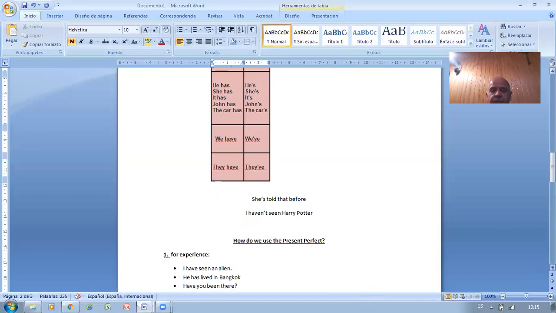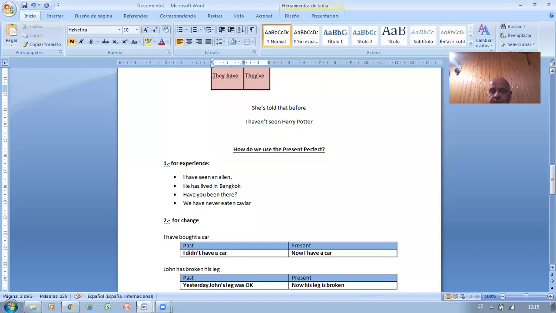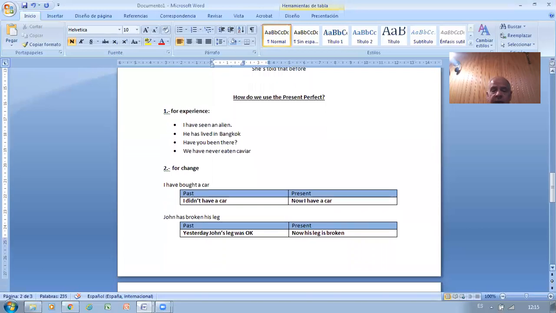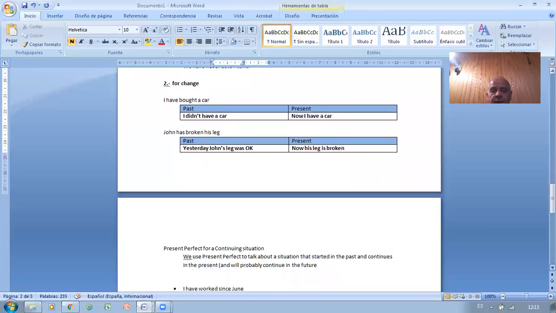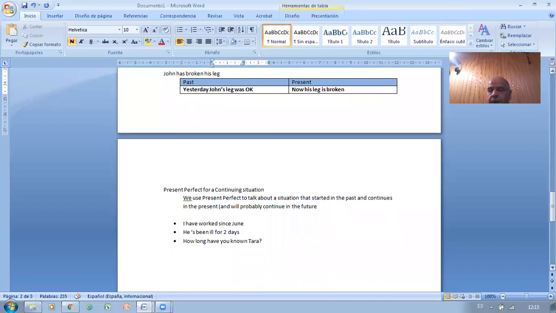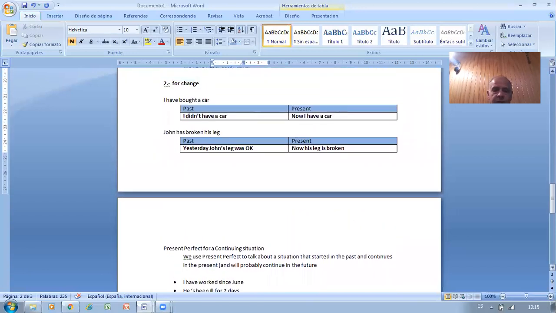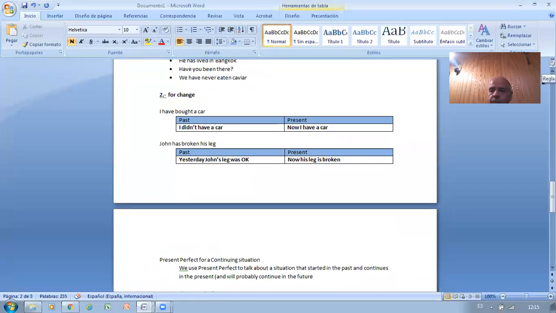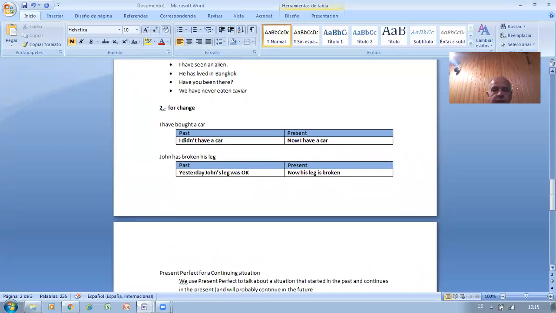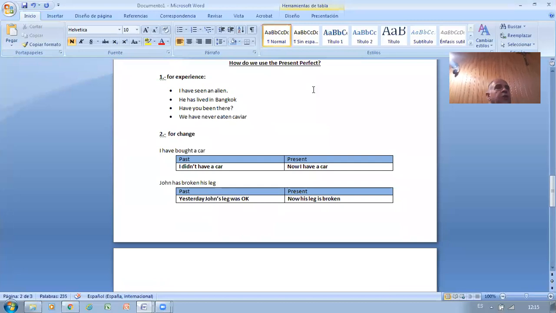Now, when to use the present perfect? I chose 3 ways in which we use the present perfect. There are more, but these are the most important. Number one, for experiences. When you want to talk about experiences that you have had in your life, you use the present perfect. For example, I have seen an alien. He has lived in Bangkok. Have you been there? We have never eaten caviar.